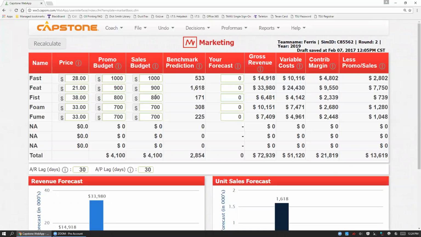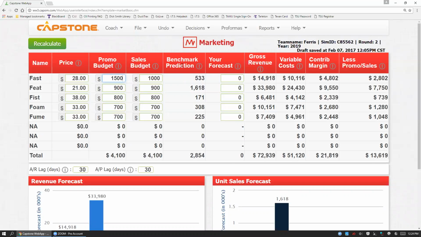Also, you can estimate the return on your investment. As an example of this, let's say that our fast product currently has a promotional budget of $1 million, since it is in thousands. Let's bump that up to $1.5 million. So we're spending an additional $500,000 on our promotional budget.